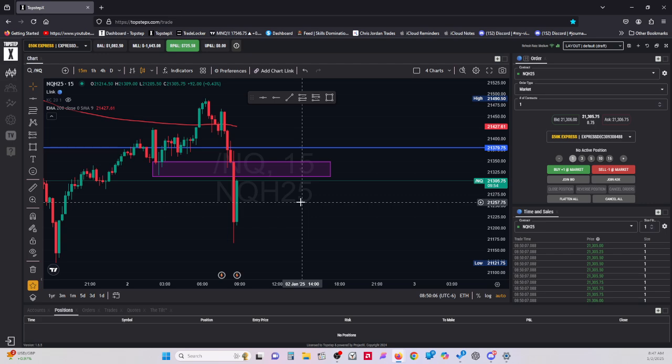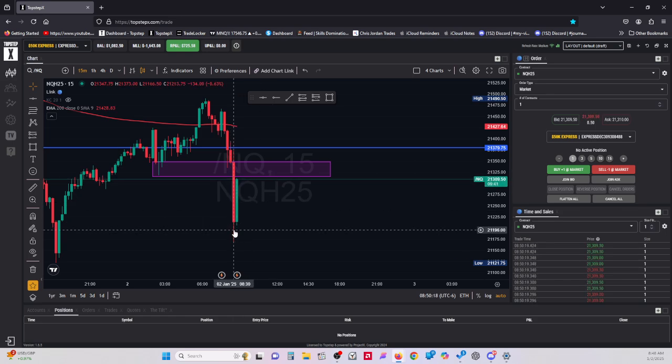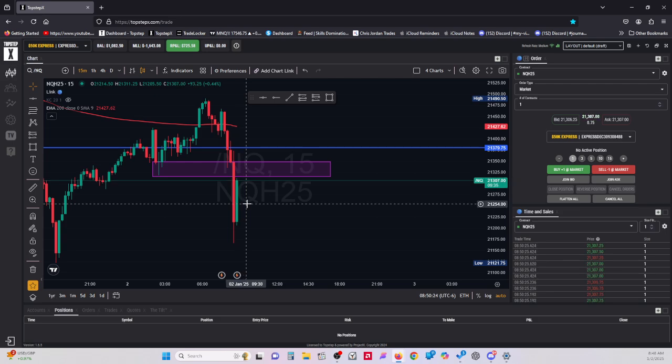But anyways, like I said, once it broke structure here, I ended up getting into a sell, and I ended up taking it down about right here, I believe, somewhere in this area, right? And then I started scalping a little bit as it kept going down. So that was the second trade, or a few of the second trades, because I had to keep scalping.